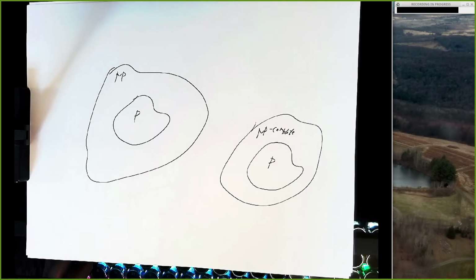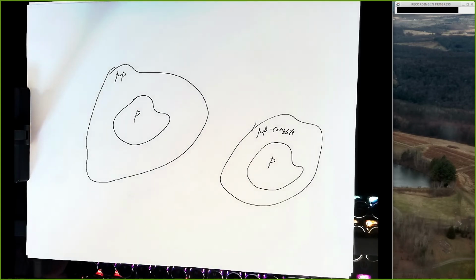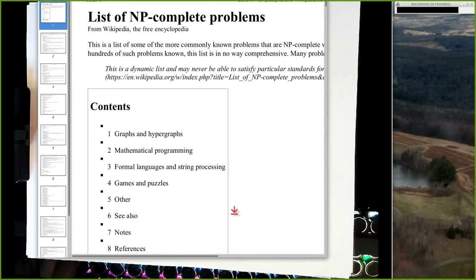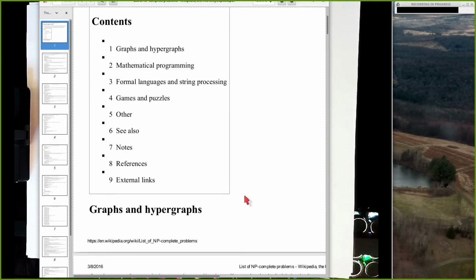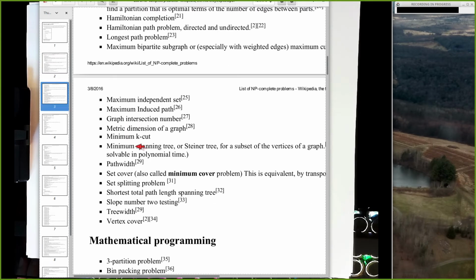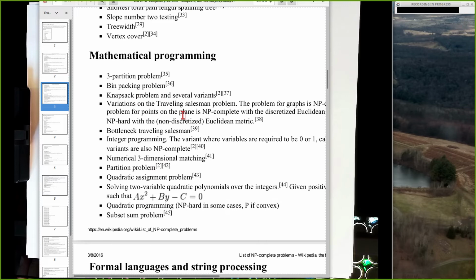And so let me show you a list. This is from Wikipedia. Here's a list of NP-complete problems. So these are problems that if you can solve traveling salesperson in poly time, you can solve all of these. So there's some graph theory questions. We haven't talked about graph theory yet. We'll cover that in 223. Some mathematical programming, three-partition bin packing, knapsack problem, variants of the knapsack problem, traveling salesperson problem, bottleneck traveling salesperson, all these weird things. Subset sum problem, that's another good dynamic programming example. All of these things that are hard to solve in poly time would suddenly be doable.